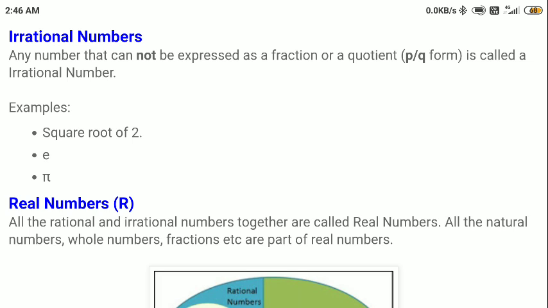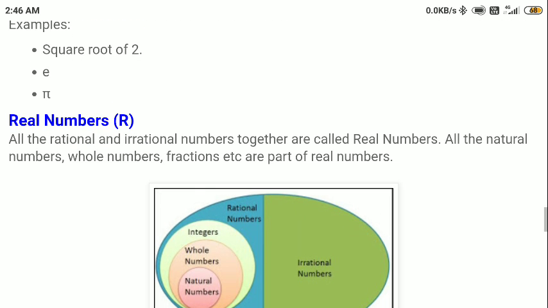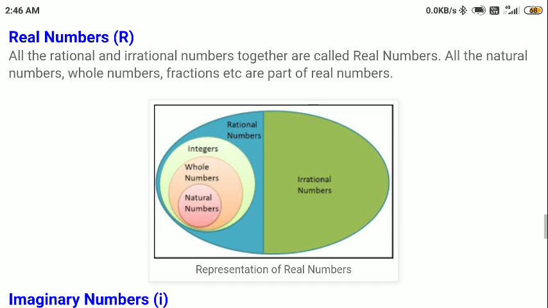So we have talked about natural numbers, whole numbers, integers, different types of integer numbers, fractions, rational numbers, and irrational numbers. If we combine all these numbers, we get real numbers. So a real number is the sum of all the numbers, be it rational or irrational. All the integers, whole numbers, and natural numbers come under the real numbers.